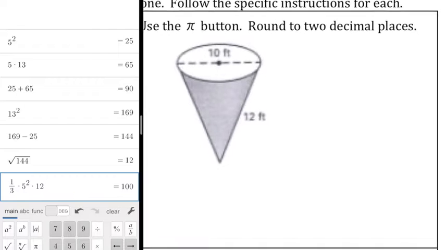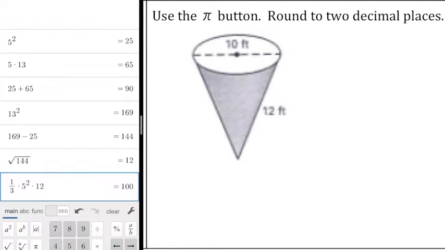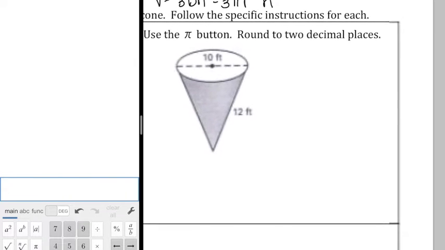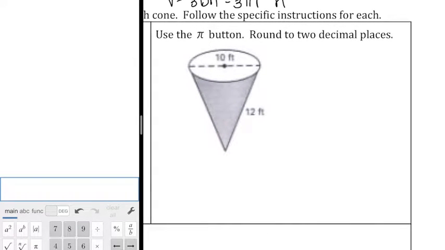For our next example, we're going to do the same thing, but we're going to use the pi button on the calculator instead of leaving it in terms of pi. So the things that I have, this 10 feet, that goes all the way across. So if I want to find my radius, which is just halfway across, my radius is going to be 5. Here, this is along the edge of the cone, so this is the slant height. And those were the two things that I needed for my surface area.